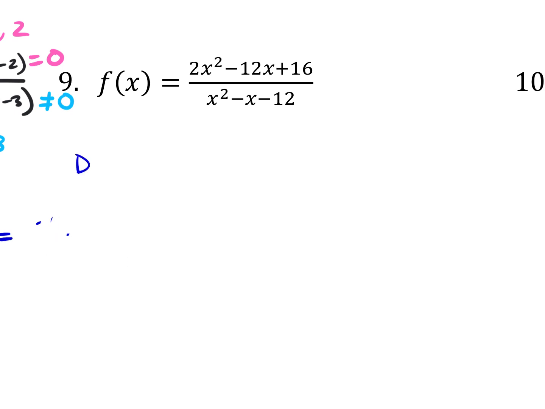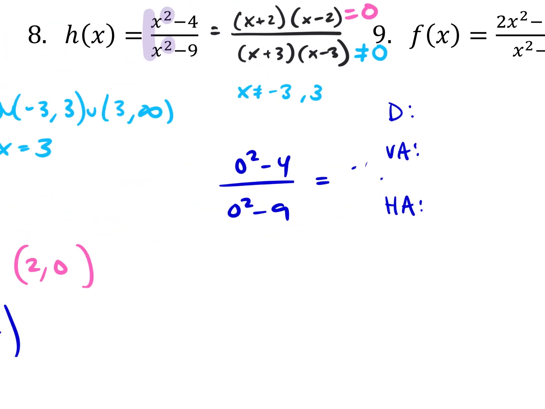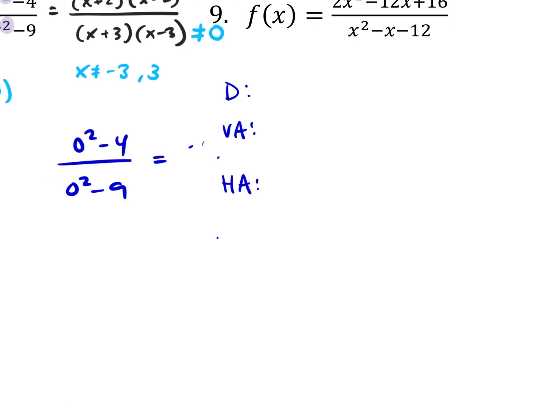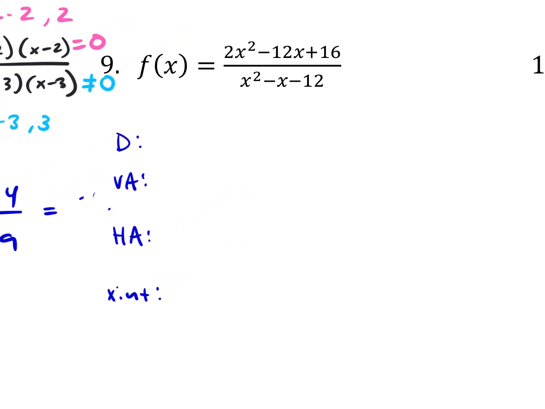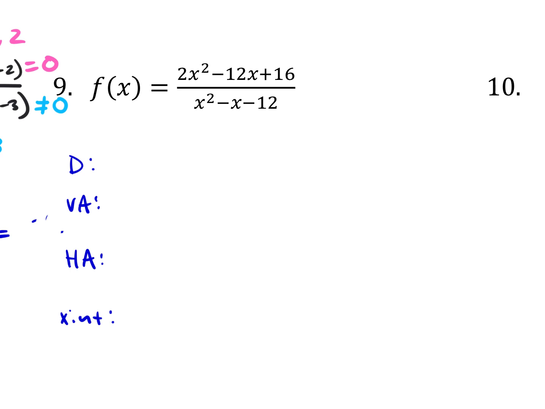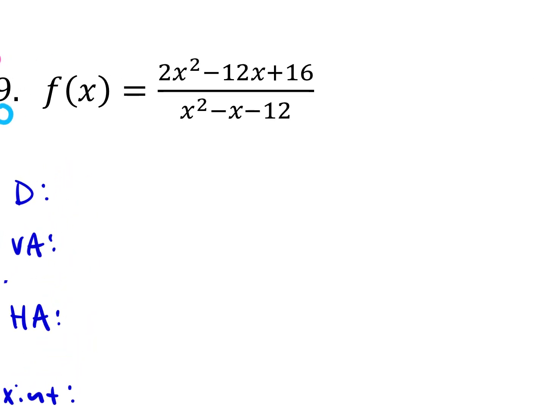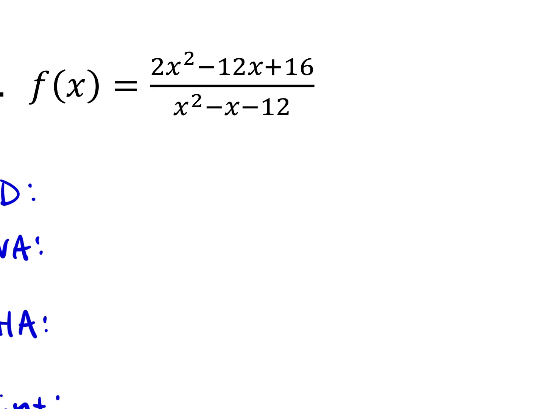I'm looking for my domain, vertical asymptote, horizontal asymptote, and zeros, or x-intercepts. How would I factor out the numerator? How would I factor it? You could do first times last, but looking at it, what else could we do? Take out the GCF. So we're going to take out a 2.